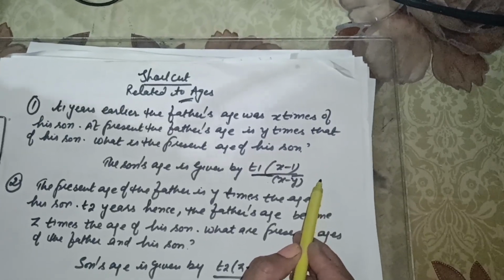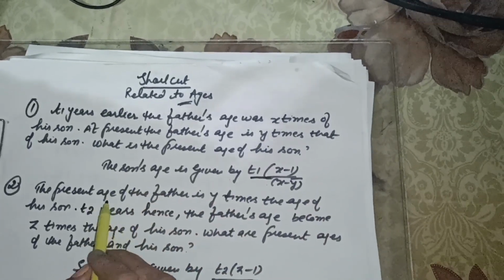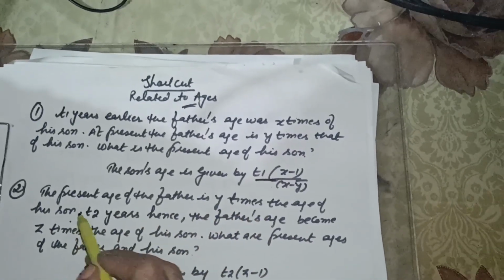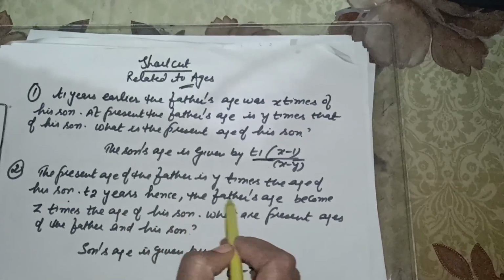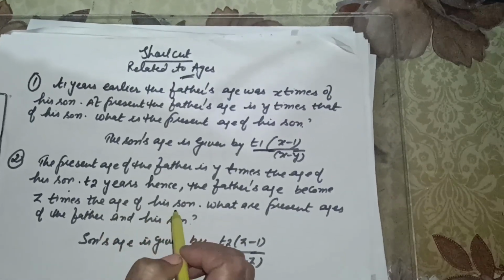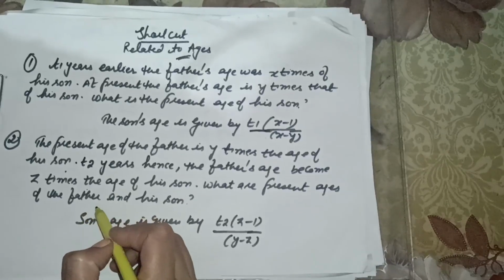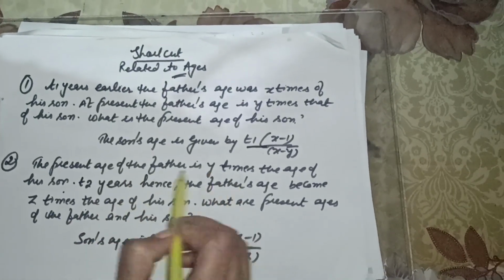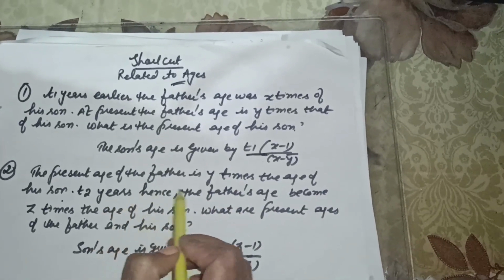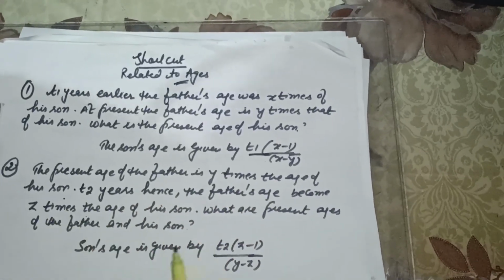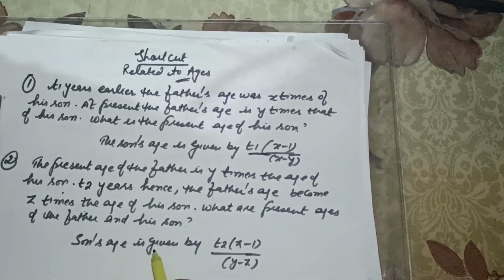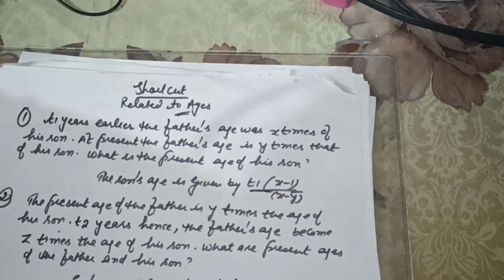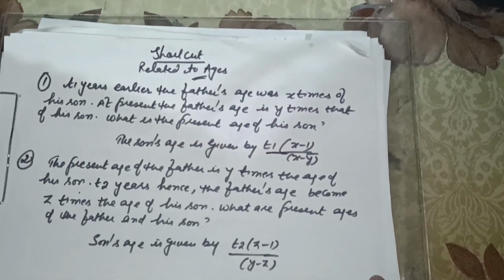Then we can find out the age of the father. The next formula: the present age of the father is Y times the age of the son. T2 years hence, the father's age becomes Z times the age of his son. What are the present ages of the father and his son? That means there is a concept of Y times, and after T2 years the father's age becomes Z times. Then we can use the formula: son's age is given by T2 times (Z minus 1) over (Y minus Z). So this formula can be used.